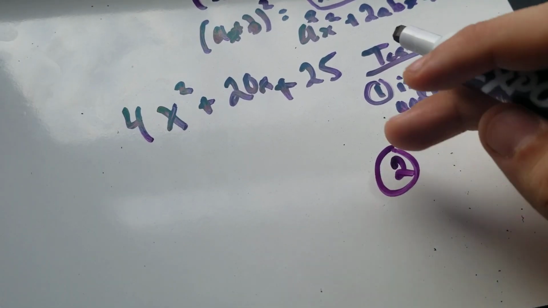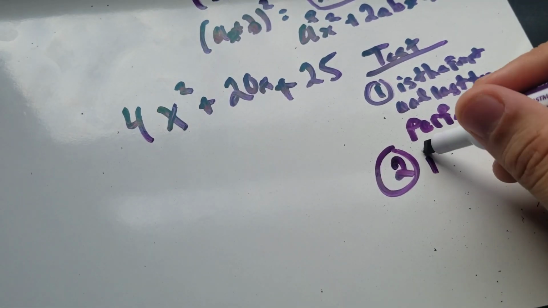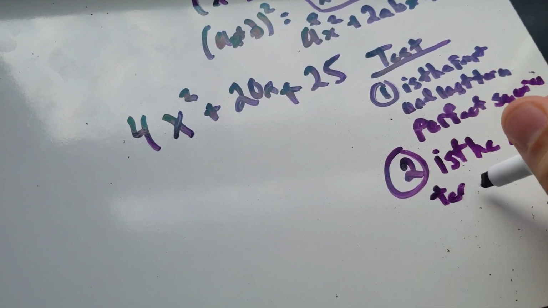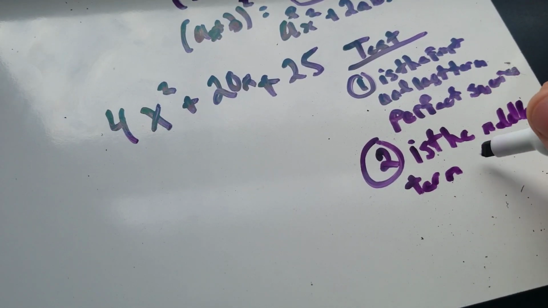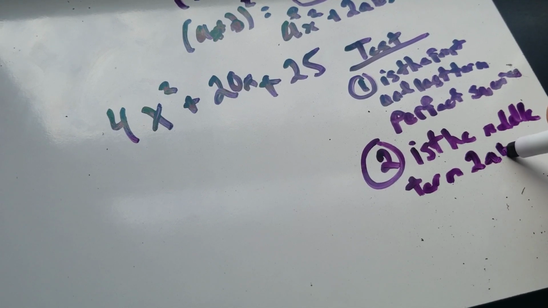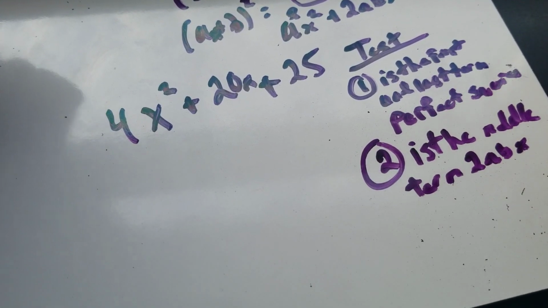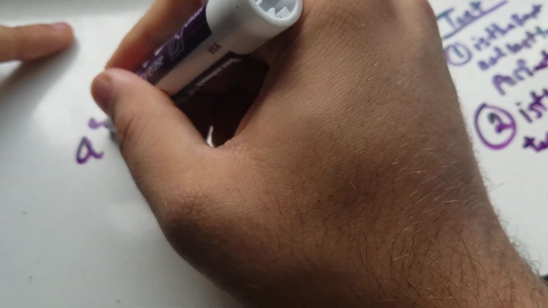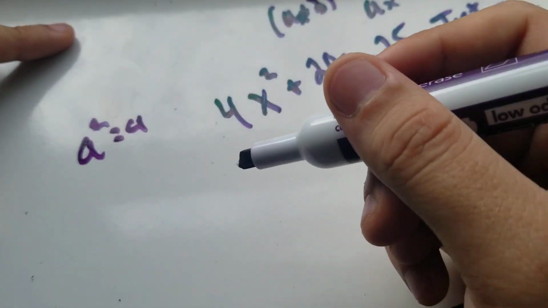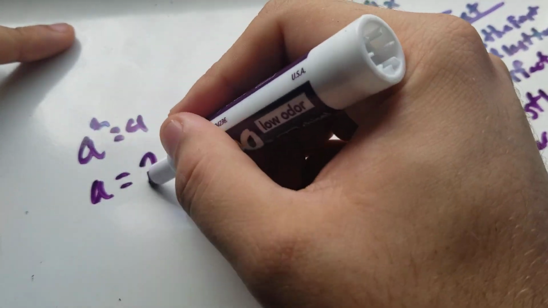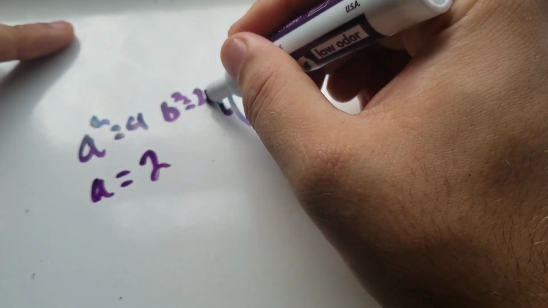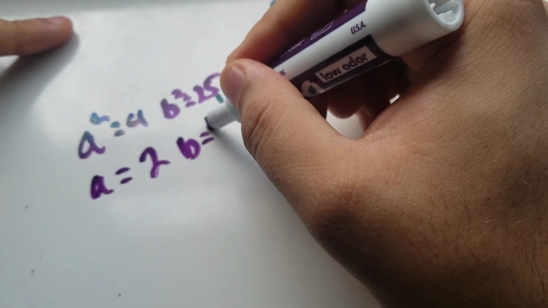Test 2: is the middle term 2 times a times b times x? So what do I mean by that? Well, if a squared equals 4, then I think a should equal 2, right? Same thing here. If b squared is 25, then b equals 5.